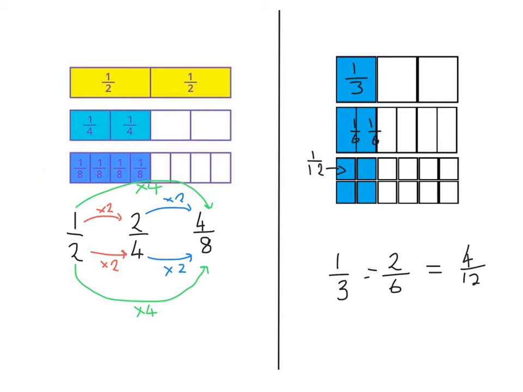And again, they're equal. They're exactly the same amount because what you've done to the top, you've done to the bottom. I've times by 2 here. I've times by 2 here. I've times by 4 here. I've times by 4 here.